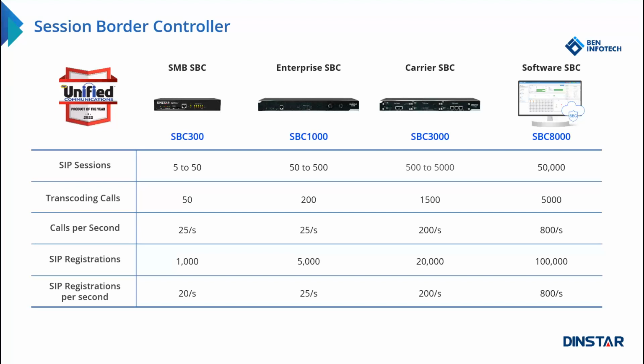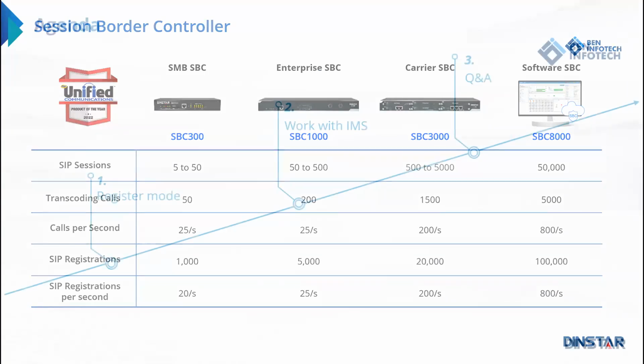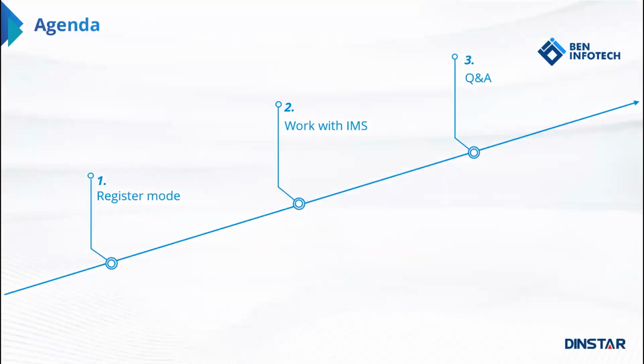So again, what you see here are all different features, and it's based on what your customer requires. So before you propose one of these models to your client, you should first ask about their user details, how many SIP sessions they need, and all these things, so that you can give them the appropriate model. All right, so that's it about the different models of SBCs.